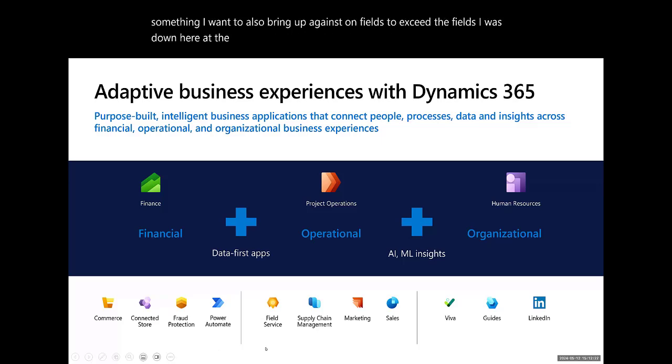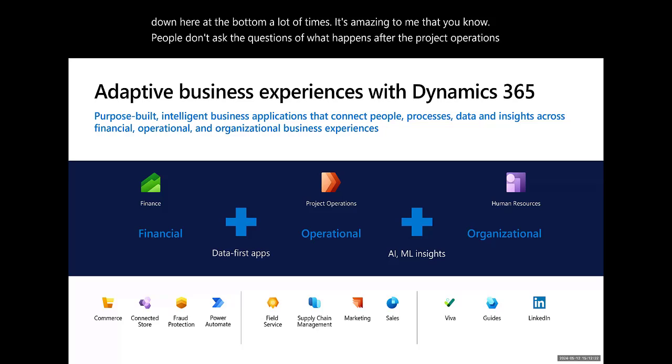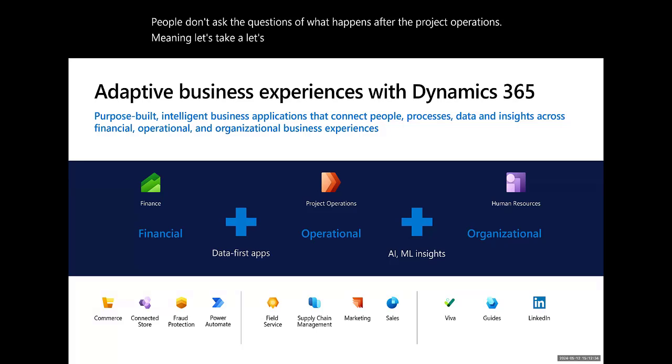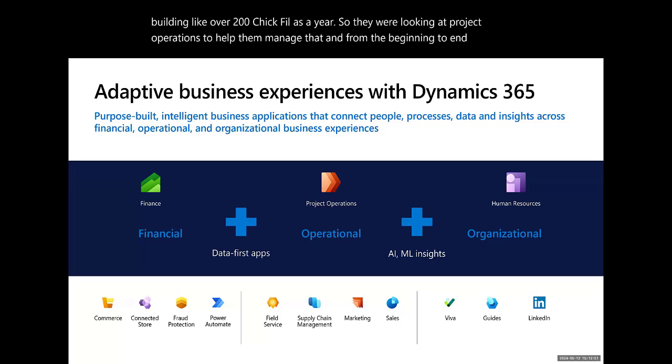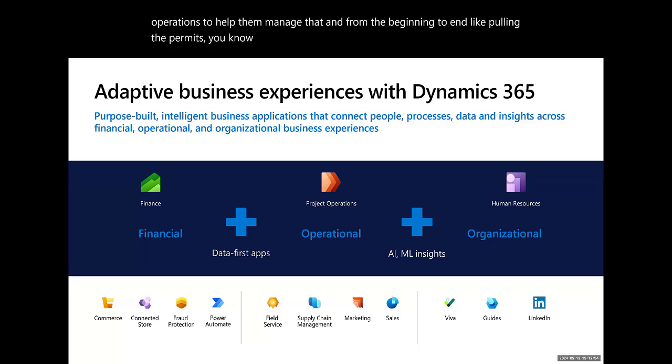A lot of times it's amazing to me that people don't ask the questions of what happens after the project operations. Let's take one of my clients, Chick-fil-A. They are big here. It's a fast food restaurant here in the United States, and they are building over 200 Chick-fil-A's a year. So they were looking at project operations to help them manage that, from the beginning to end, like pulling the permits, breaking ground, actually doing the build of the franchise.